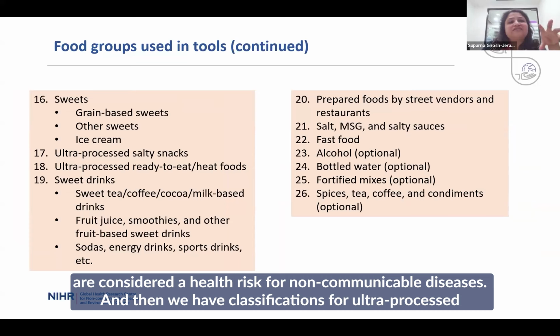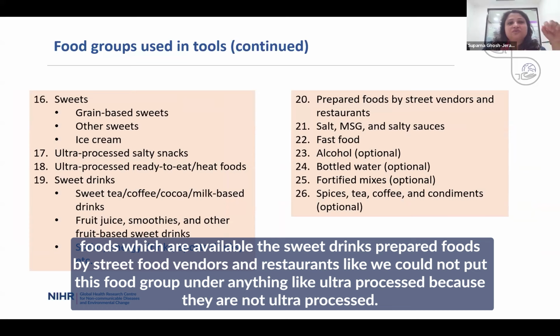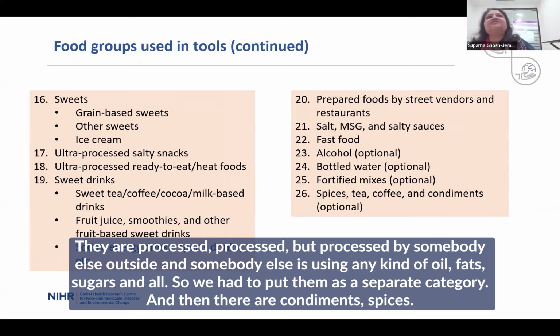And then we have classifications for ultra processed foods which are available, the sweet drinks, prepared foods by street food vendors and restaurants. We could not put this food group under anything like ultra processed because they are not ultra processed. They are processed, but processed by somebody else outside, and somebody else is using any kind of oil, fats, sugars, and all. So we had to put them as a separate category.